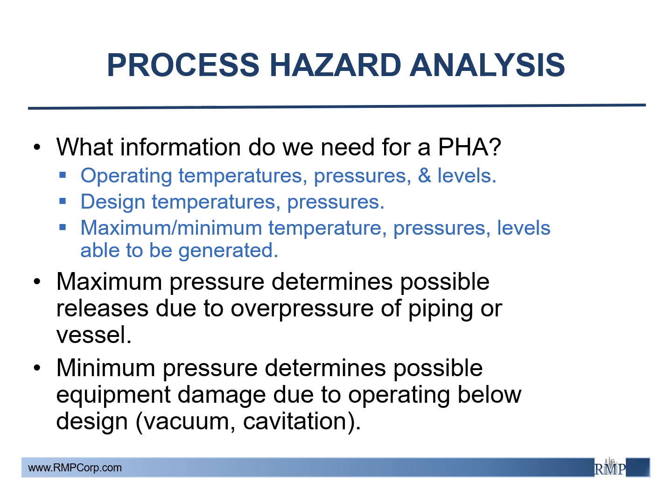So what is the information we need for a PHA? For one, we want to look at how the system is intended to operate, with operating temperatures, pressures, and levels. We also want to note the design temperatures and pressures to see what we shouldn't be exceeding. We may also want to find the maximum and minimum conditions that can be generated, see if the system can physically go beyond those design conditions.